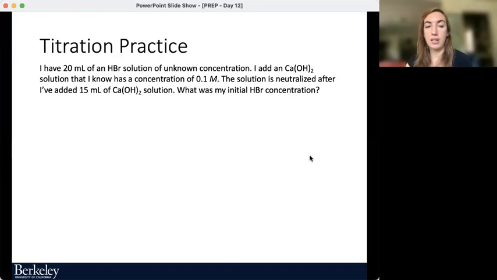So here is a practice. I'm going to have HBr and CaOH2. I have 20 milliliters of my HBr solution of unknown concentration. I add CaOH2, which I know has a concentration of 1 molar. And I know that my solution will be neutralized after I add 15 milliliters of that solution. So I want to know my initial HBr concentration. You're just going to follow the same steps that I did on the previous slide.